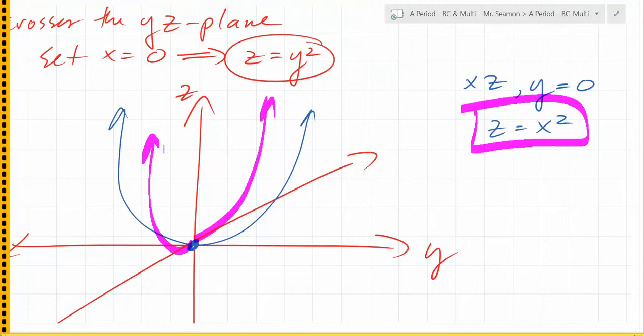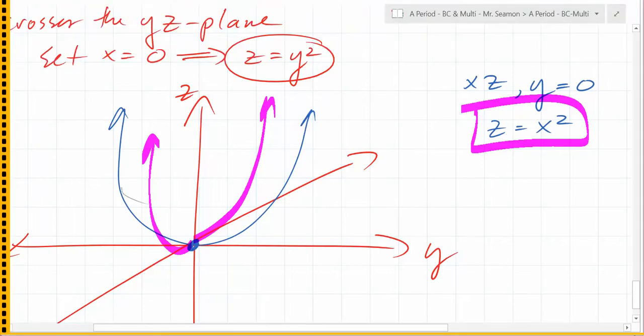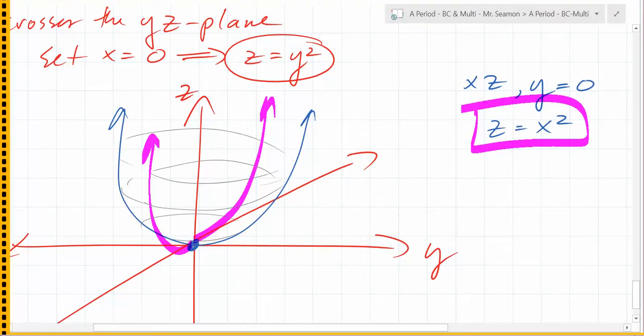Now, your tendency is going to be to want to draw more lines, and you could end up sketching a few more. Maybe it's going to be something like this. It's like a parabolic bowl, like this. Does that match what our 3D graph gave us? Yeah, absolutely.